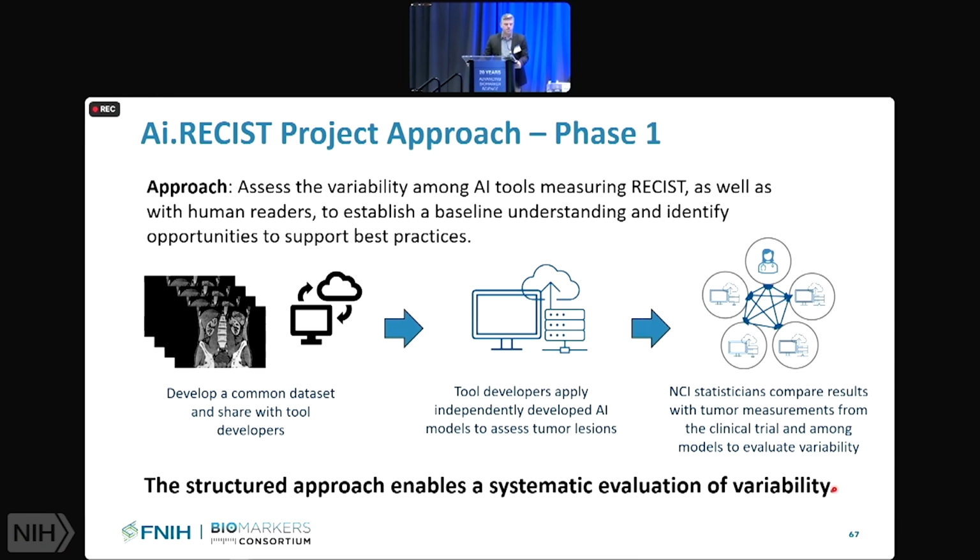It obviously has to be clinically meaningful in order to understand where that variability can be minimized and what factors can be put into future tool development in order to minimize unnecessary variability, but again, trying to create confidence in the application of these tools.